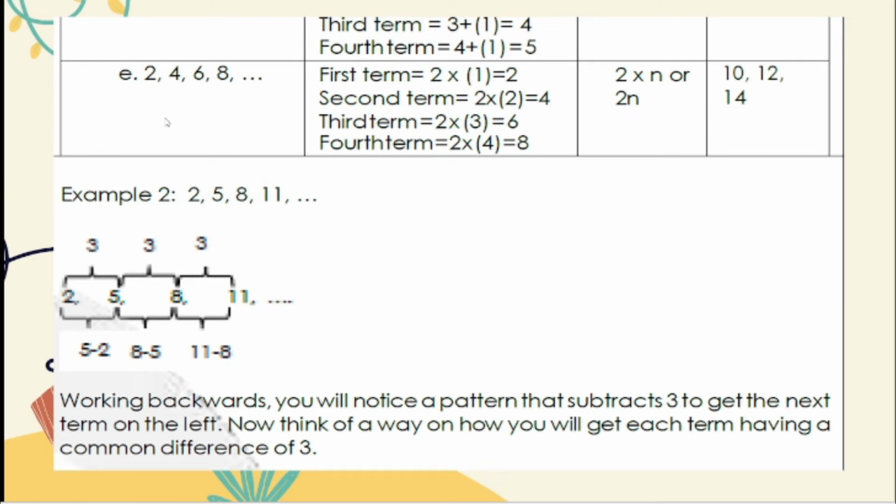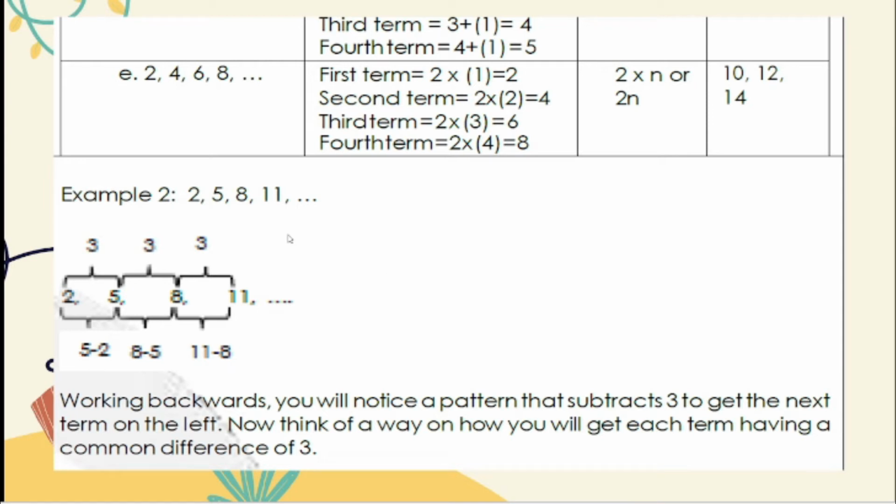Then, our letter E: 2, 4, 6, 8. Our first term is 2 times 1 equals 2. Then, 2 times 2 equals 4, 2 times 3 equals 6, and 2 times 4 to get 8. And to get 10, 12, and 14, you add: 5 times 2 equals 10, 6 times 2 equals 12, and 7 times 2 equals 14.